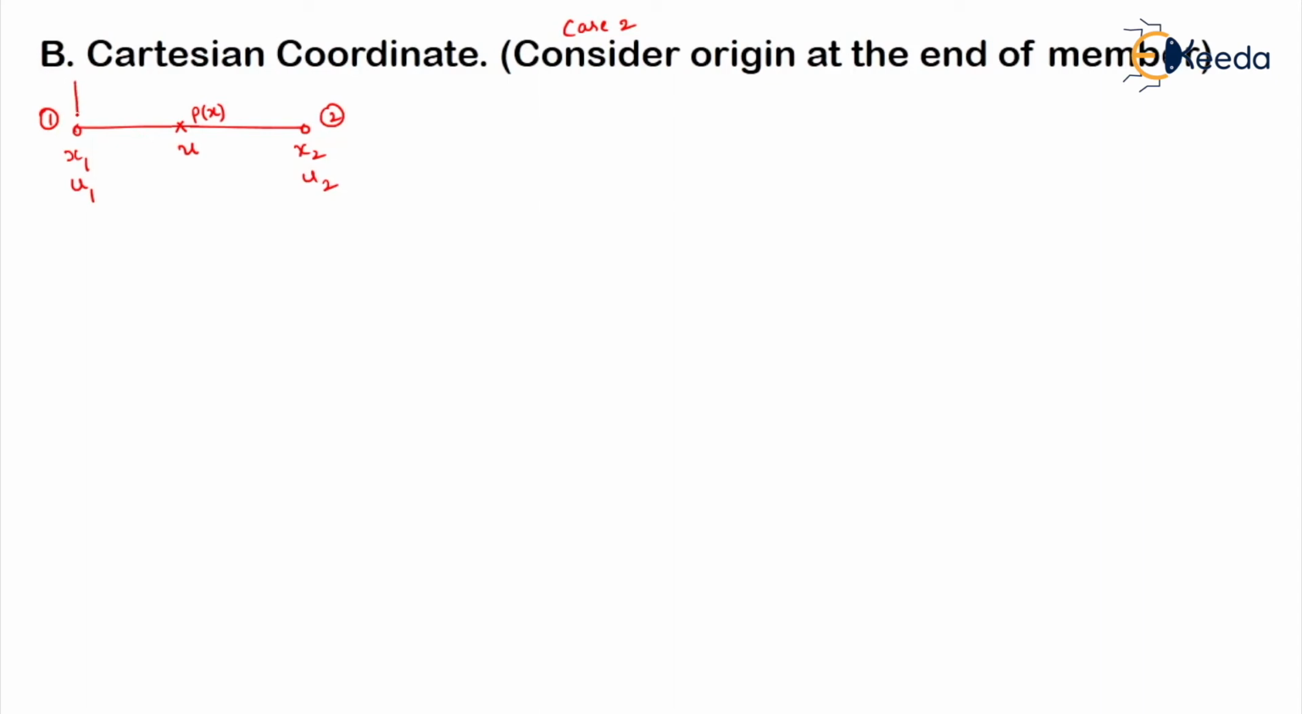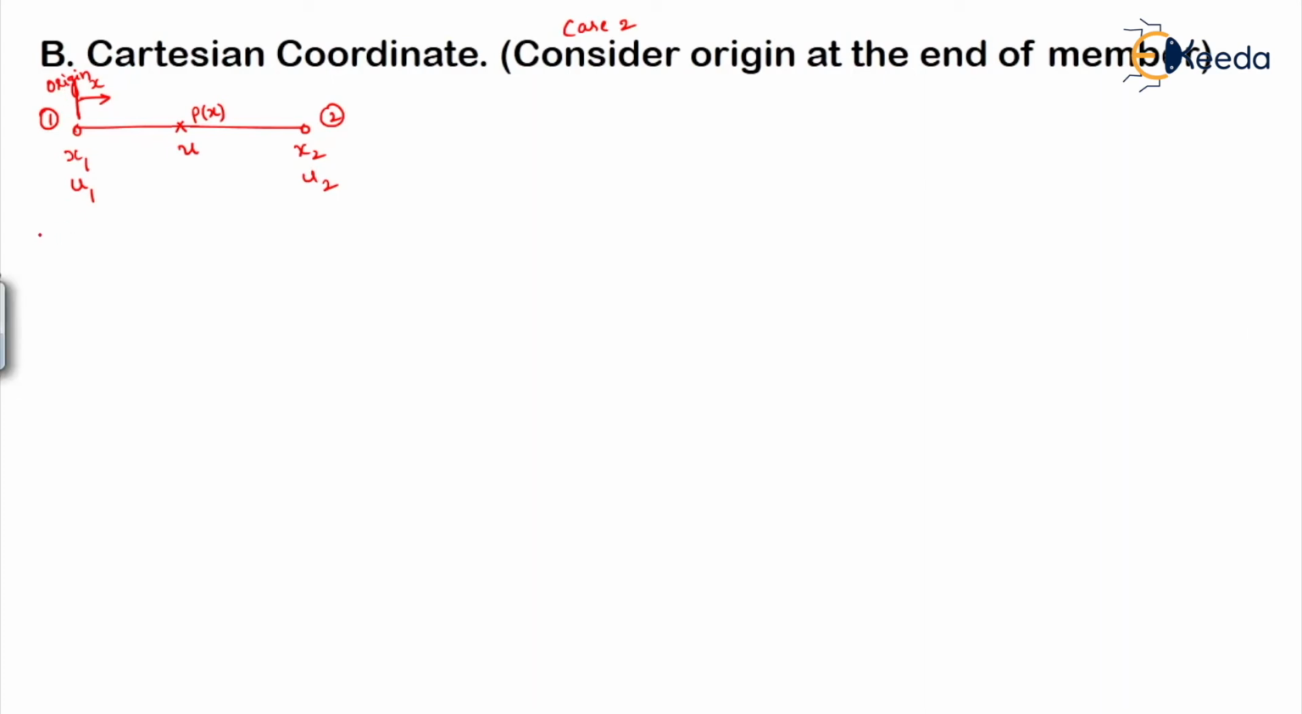Now where is your origin? At the end of the member. Either take it here or take it here. I am taking it at this portion. So this is your origin. So the only difference is that there the origin was outside the member. Here the origin is at the end of a member.